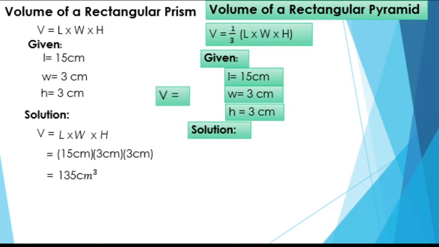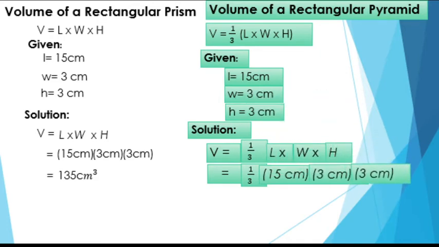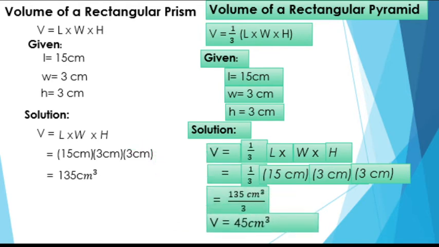And to apply the formula on the given, is equals to 1/3 times the length times width times height, which is to substitute, we have 1/3 times 15 times 3 times 3 is equals to 135 cubic centimeter divided by 3. So, therefore, the volume of a rectangular pyramid is equals to 45 cubic centimeter. Okay? Again, as I've said, if you will fill the rectangular prism with the content of the rectangular pyramid, only 1/3 of it will be filled.